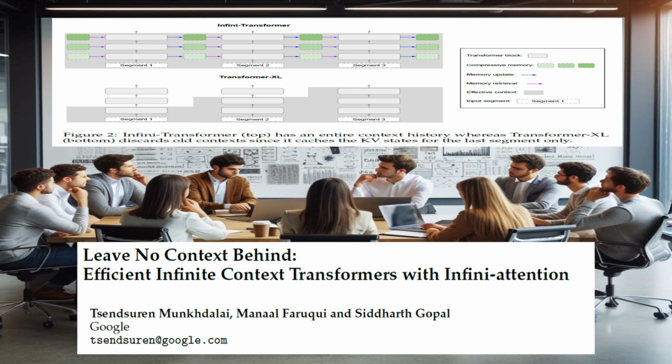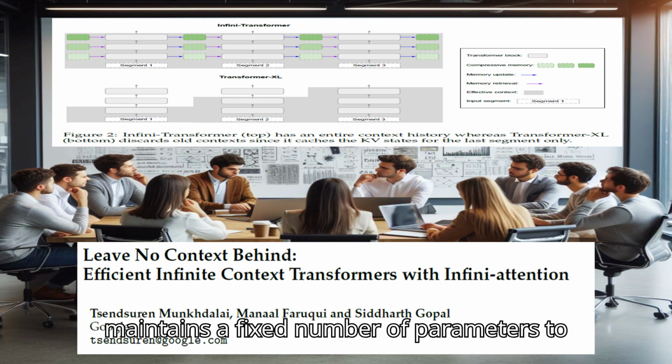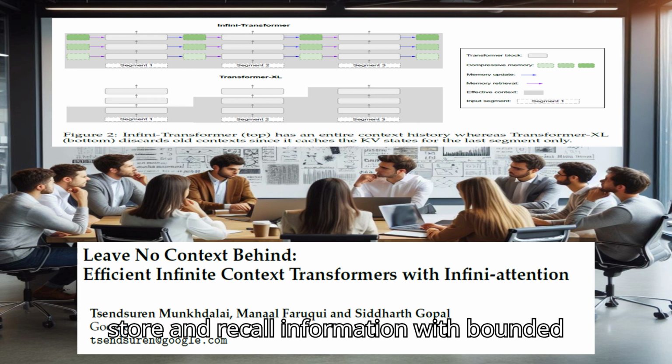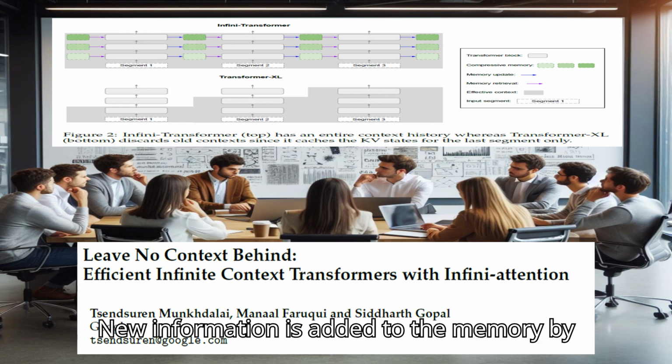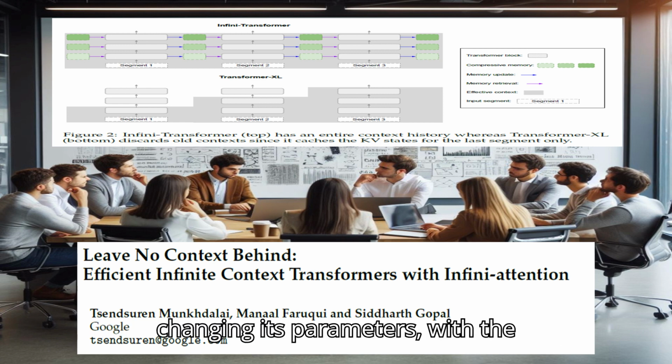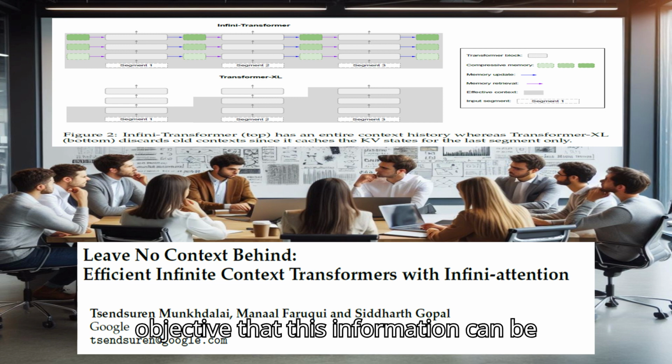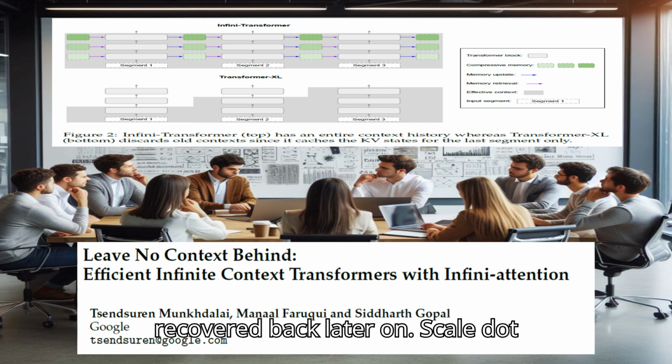Compressive memory. The compressive memory primarily maintains a fixed number of parameters to store and recall information with bounded storage and computation costs. New information is added to the memory by changing its parameters with the objective that this information can be recovered back later on.